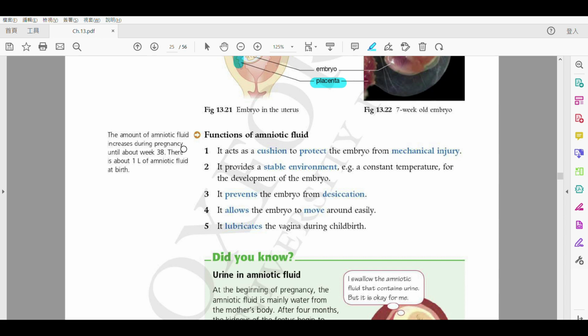After that, let's look at this one. Please put a big star here. This is important. Please put a big star here. We're talking about the amniotic fluid 嘅 function. 嗱，呢個緊要嘅。So how do you remember it?